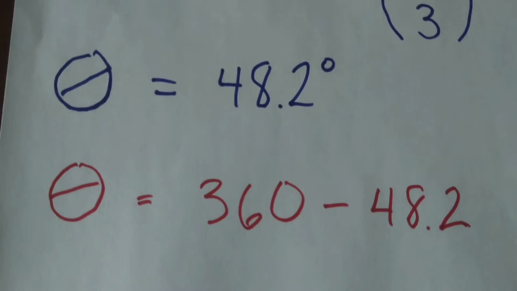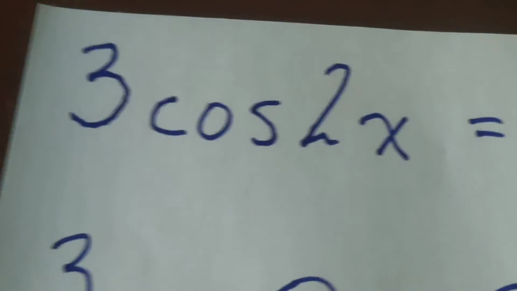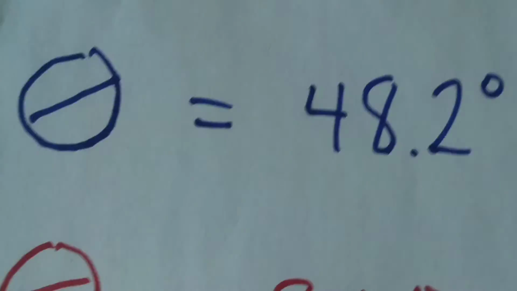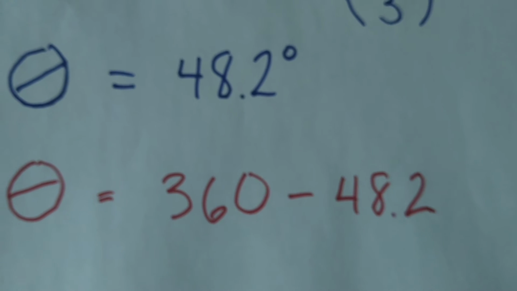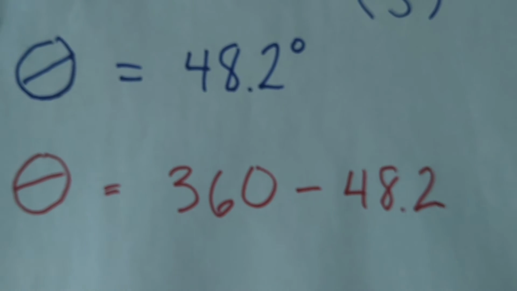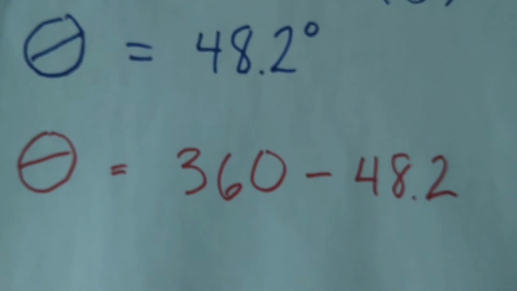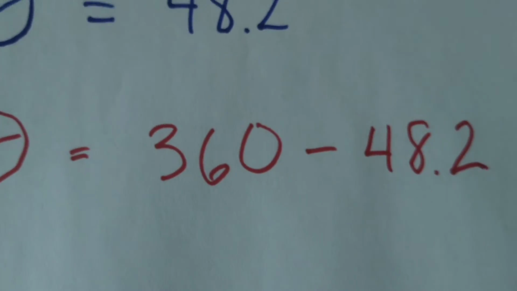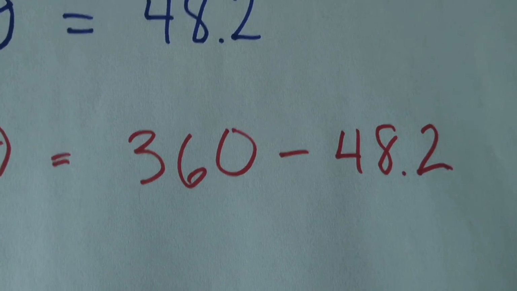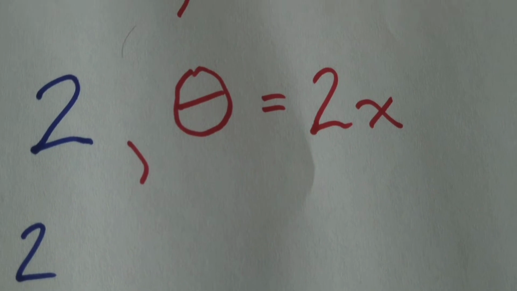And then let's just say this were the cosine of x. It is cosine of 2x, but I'm going to teach you how to solve it. Hopefully. But we've got 48.2, and we've got 360 minus 48.2. So if this were cosine of x, you would subtract it from 360. Okay, now we're going to get to the substitution part. And this is where it gets exciting.